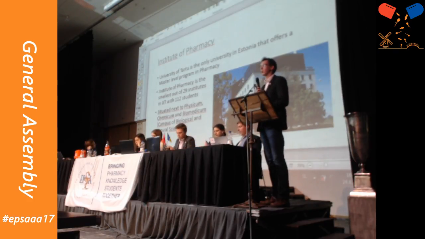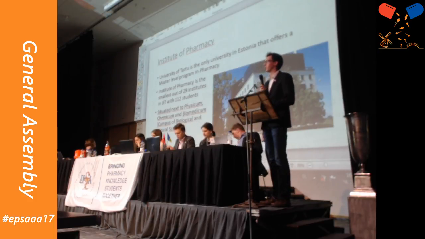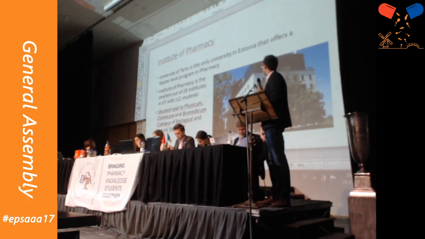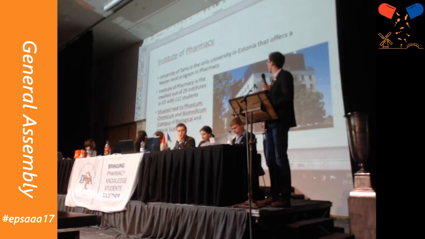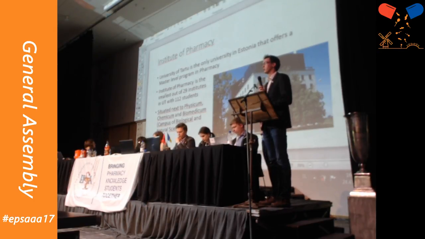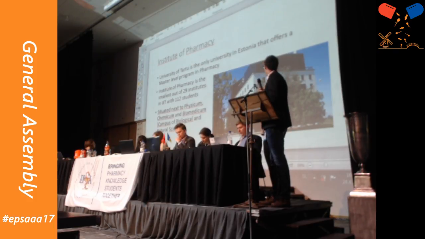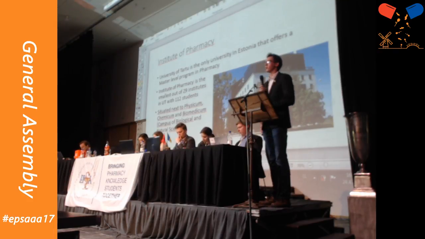University of Tartu is the only university in Estonia that offers a 5-year master's program in pharmacy. It's the Institute of Pharmacy, which is the smallest of all the institutes in our university. Altogether, all the 5 courses, we have 112 students. And the institute itself is situated next to the Physicum, Chemicum, and Biomedicum, where we are teaching biological and natural sciences.